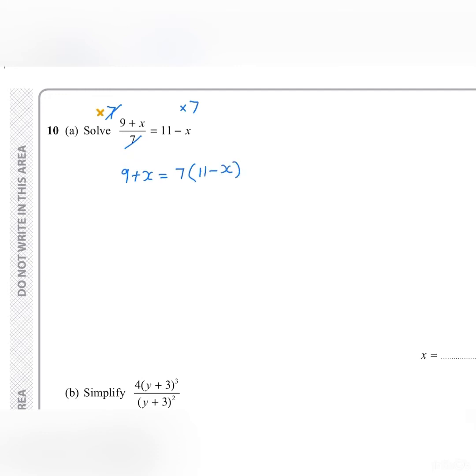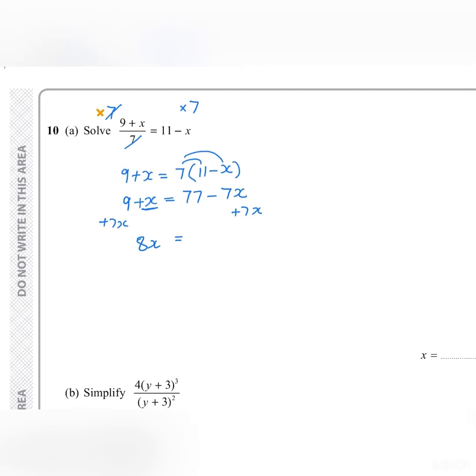So all of that term has to be multiplied by 7, okay? So then 9 plus x, and we can multiply the bracket out. That's 77 minus 7x. Okay, so now I'm going to add 7x on both sides. So that will be 8x on this side, because we have 1x over here, so 8x.